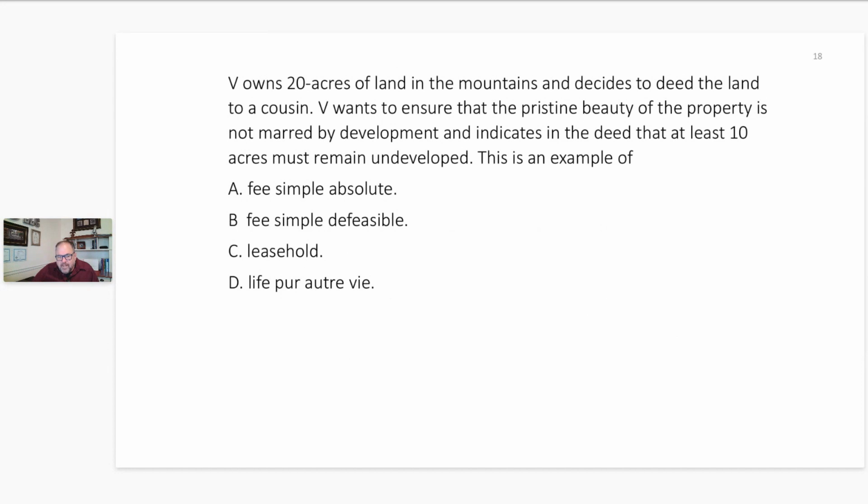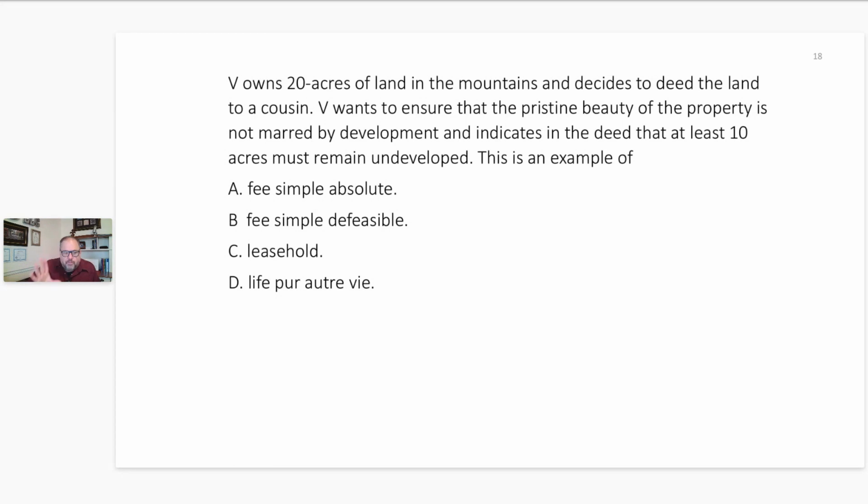Okay. Right? We talked about that. Fee simple absolute would mean, hey, the cousin can do anything with that land they want to. But because V put conditions on the property and said you can't develop half of it, that is going to be a fee simple defeasible transfer. Okay. So the grantee is going to receive what's called fee simple defeasible.